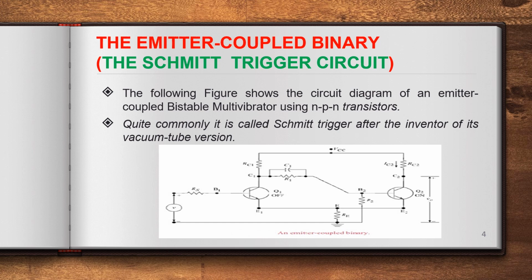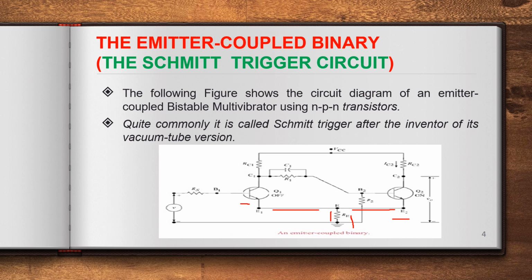This is the circuit diagram of the emitter coupled bistable multivibrator, which is constructed by using NPN transistors. If we see here, both the emitters are connected together and connected to ground through a common emitter resistance RE.